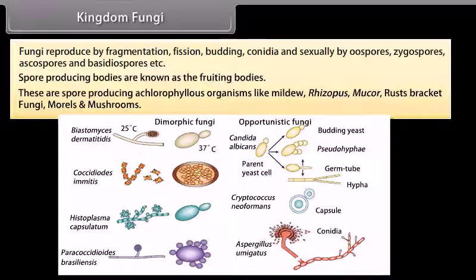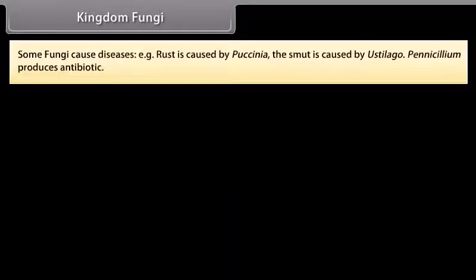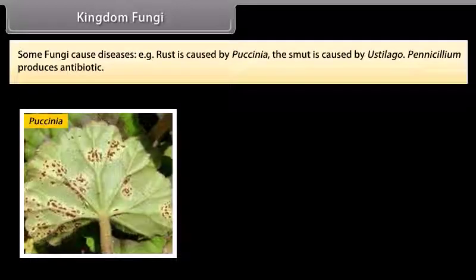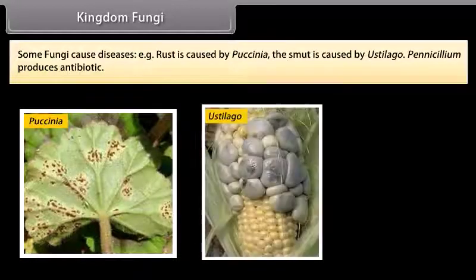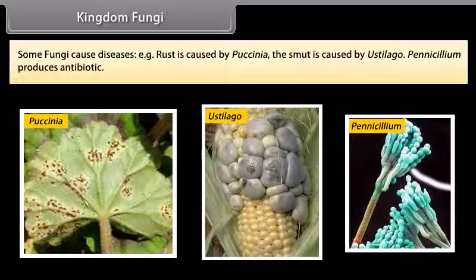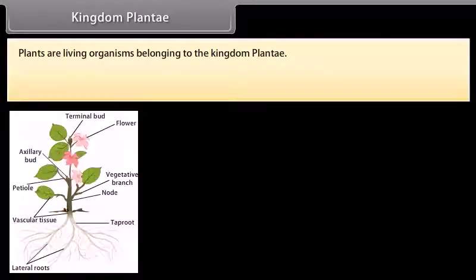These are spore-producing achlorophyllous organisms like mildew, Rhizopus, Mucor, rusts (fungi), morels, and mushrooms. Some fungi cause diseases. For example, rust is caused by Puccinia, smut is caused by Ustilago, and Penicillium produces antibiotics. Kingdom Plantae. Plants are living organisms belonging to the kingdom Plantae.